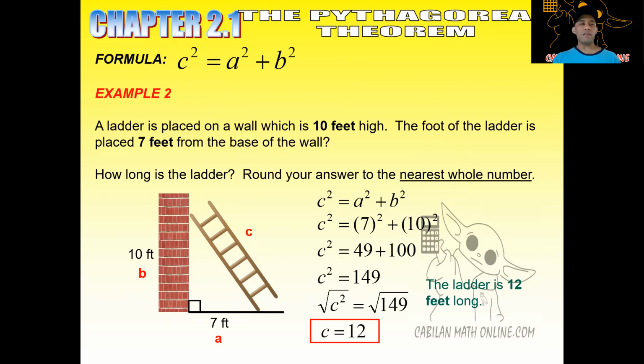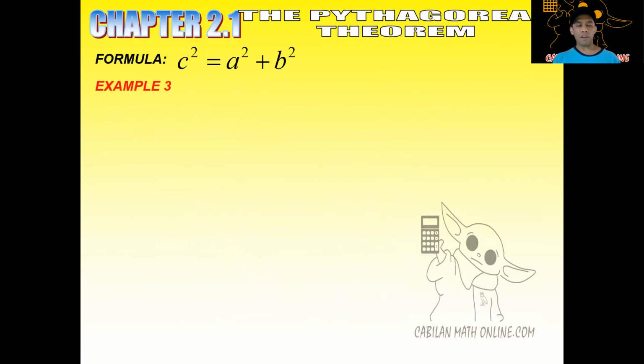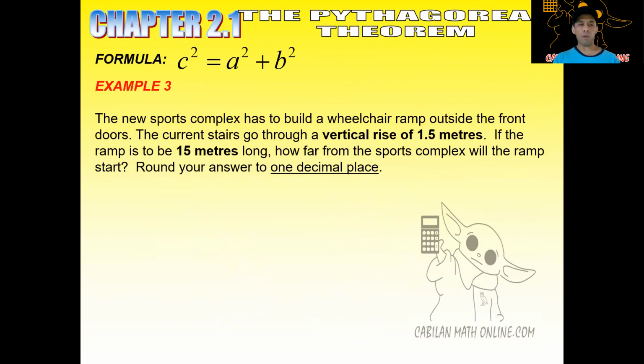All right, so this last word problem we're going to look at is going to be involving a ramp. The new sports complex has to build a wheelchair ramp outside the front doors. The current stairs go through a vertical rise of 1.5 meters. And it tells us, if the ramp is 15 meters long, how far from the sports complex will the ramp start?